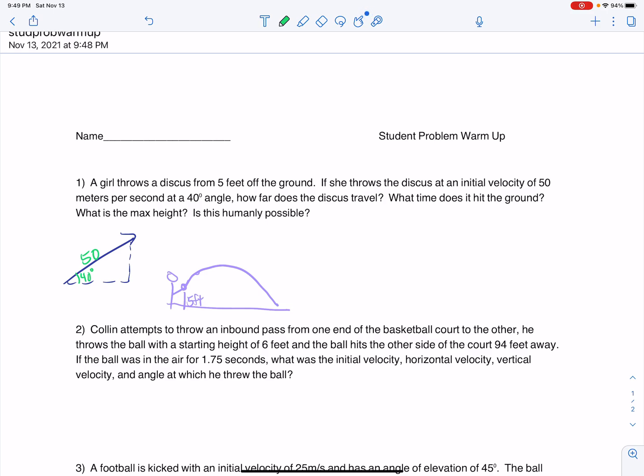All right, so you can't see my calculator, but I'm going to do 50 cosine of 40, and I get 38.3. So this is 38.3. I'm going to do 50 sine of 40. And so this is 32.1. So I'm going to have x equals 38.3t and y equals negative 16t squared plus 32.1t plus 5. And it says, at what time does it hit the ground?